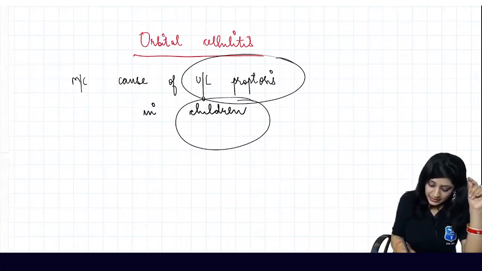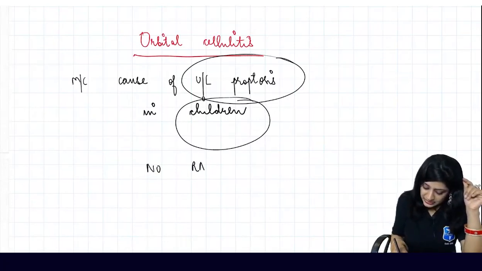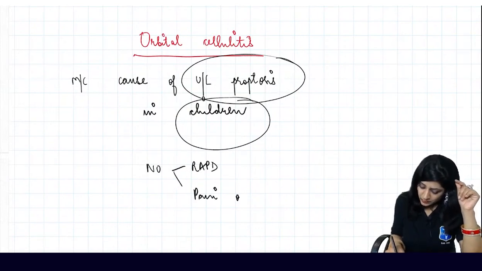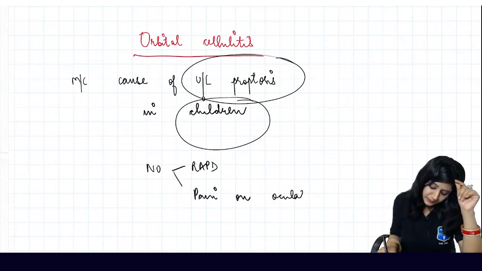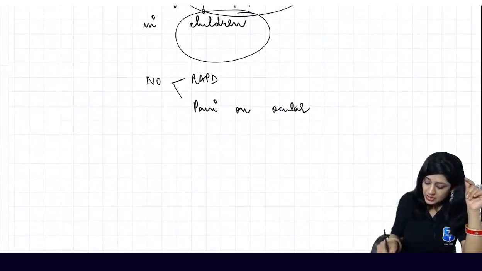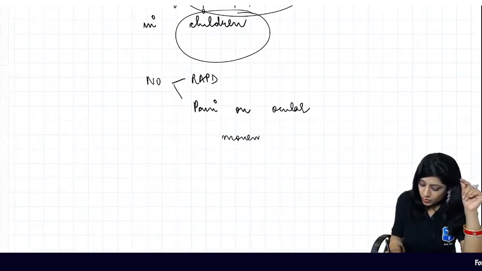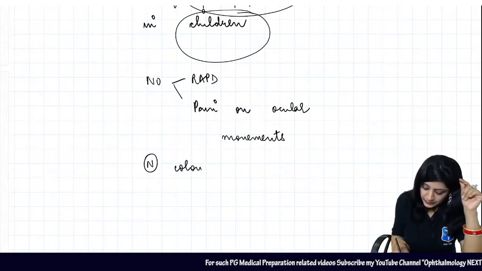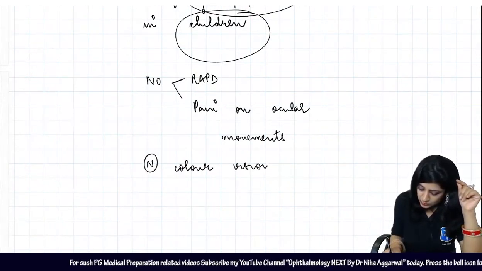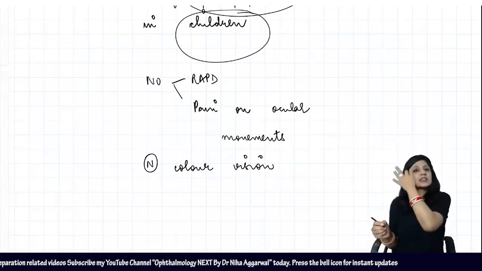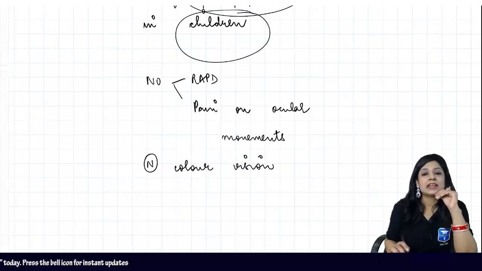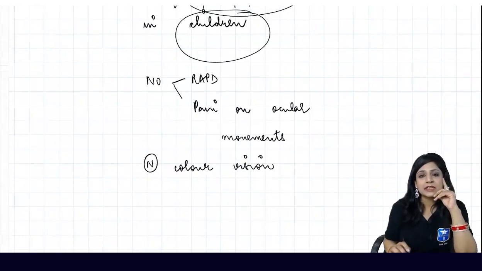Then there will be no RAPD. There will be no pain on ocular movement. There will be no RAPD, no pain on the ocular movements. There will be normal color vision also. So these are the things that you are going to get in a case of orbital cellulitis. So what is the answer?